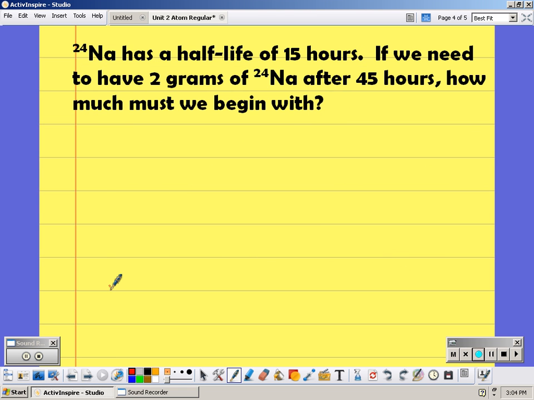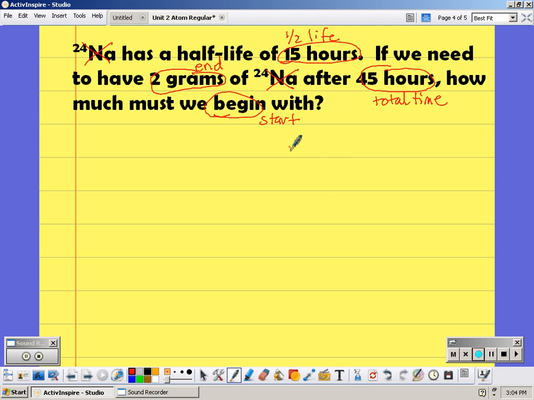Again, the isotope that's being referred to doesn't matter to our problem. We have a half-life of 15 hours, we have 2 grams after 45. So 2 grams is what I'm ending with. 45 hours would be my total time. And how much must we begin with? So I'm looking for my starting amount.